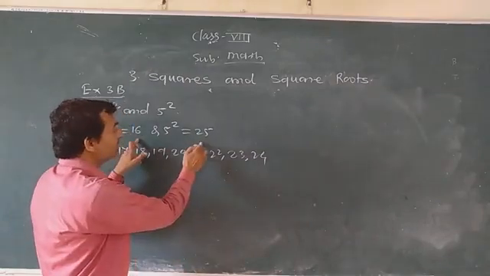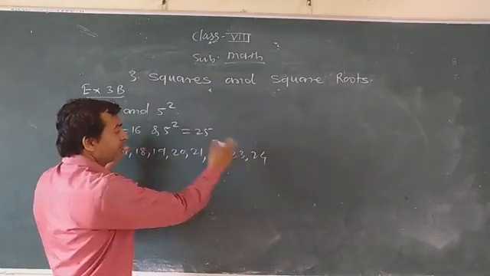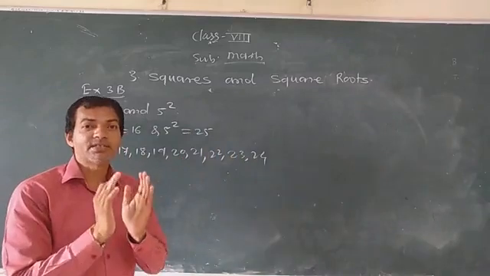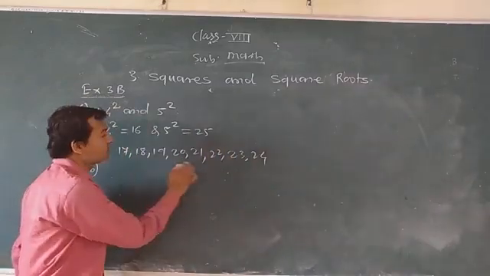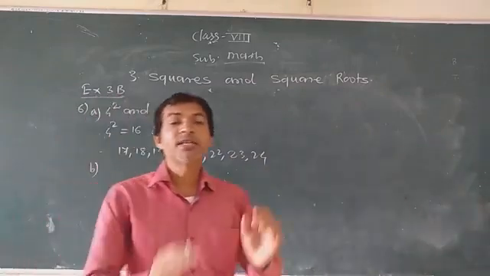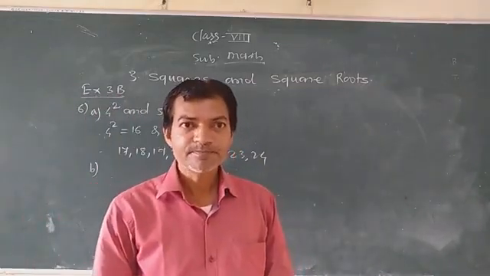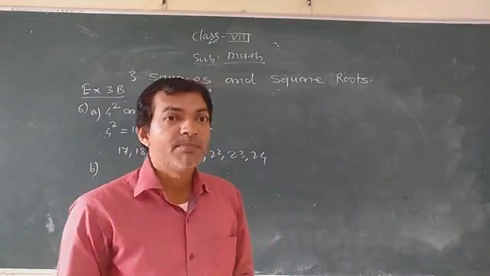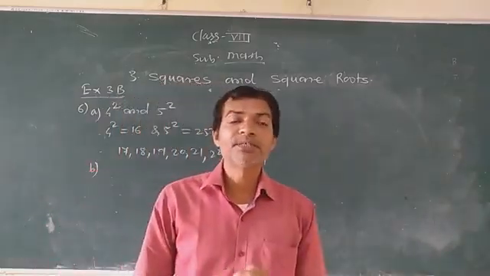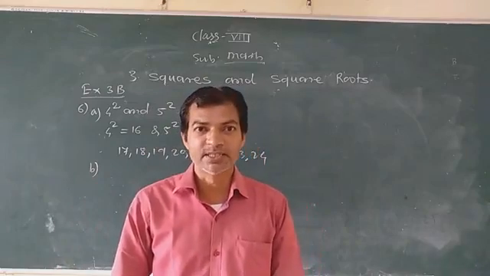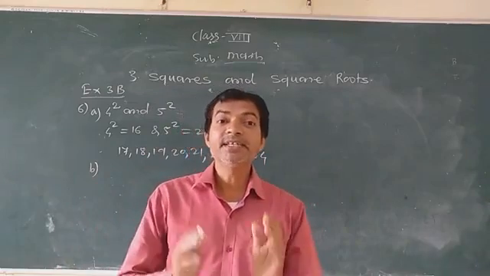Between these two numbers means you have to write the numbers between them, not including these two numbers. So how many numbers in total? 1, 2, 3, 4, 5, 6, 7, 8. There are 8 numbers in total. Understood? This is one of the methods to find the number of numbers between two consecutive square numbers, but it takes more time.